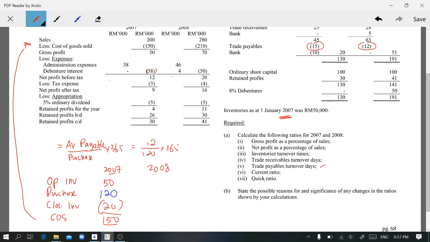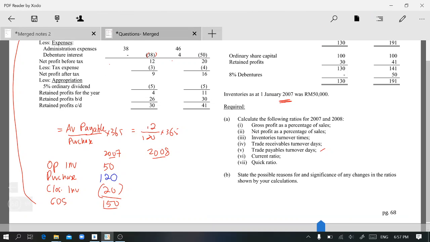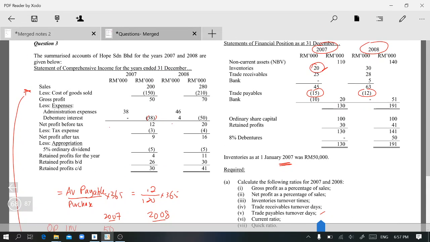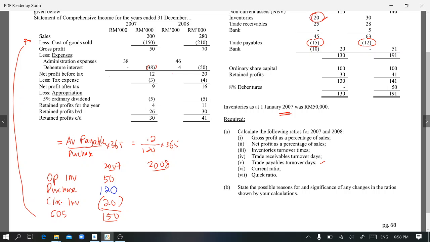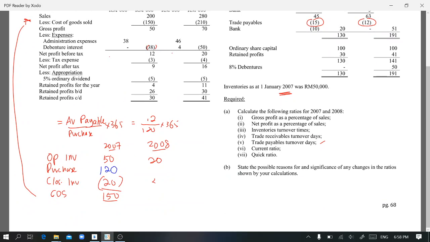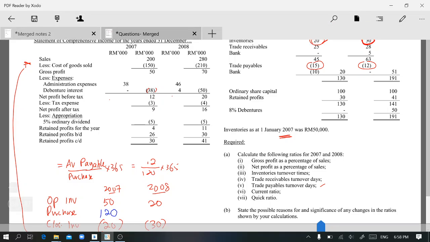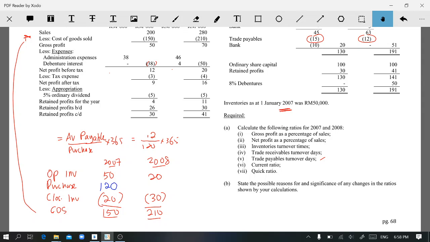Okay, you can do the same for 2008. We know closing for 2007 will be opening for 2008. Closing for 2007 will be opening for 2008. What is the closing inventory? 30. What is the purchase? Not sure. Cost of sales? 210. So can we find the purchase? 220.